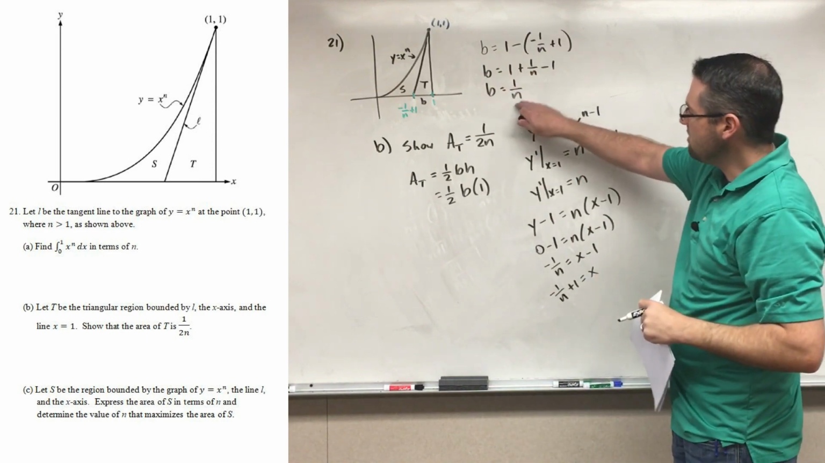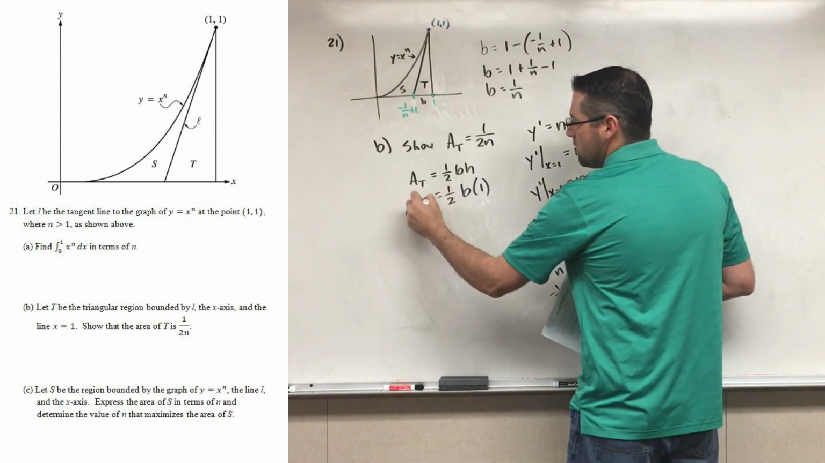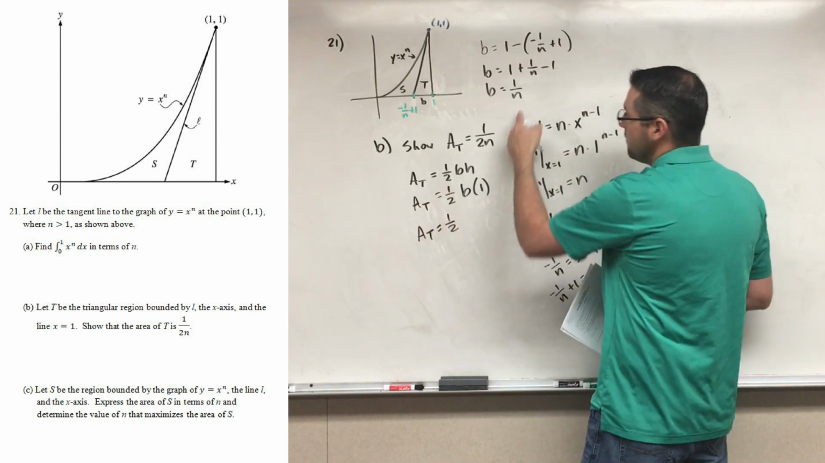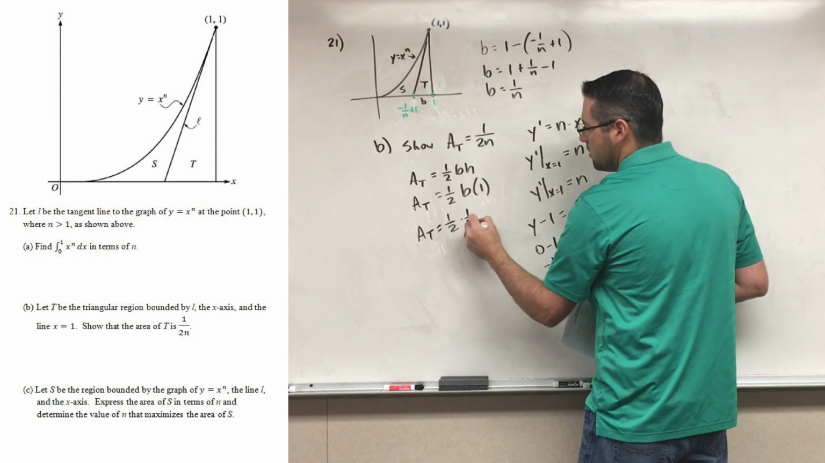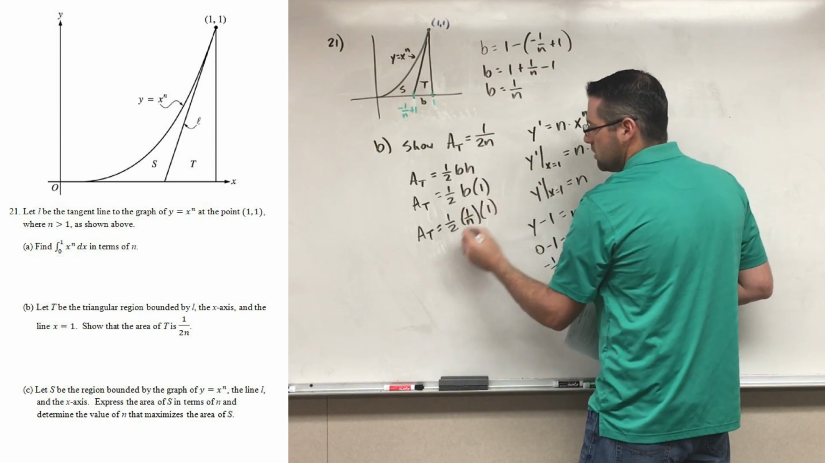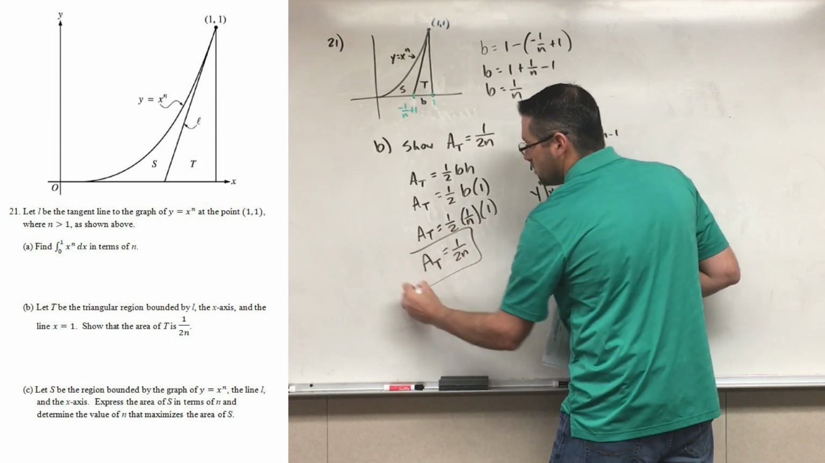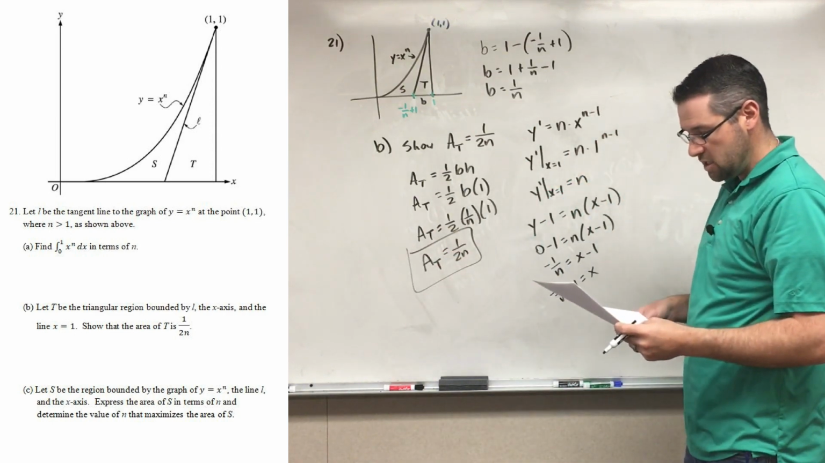So since I know my b value, I can plug that in here. The area of my triangle is going to be 1/2 of 1 over n, and then times 1. So that simplifies to 1 over 2n. And there we showed the area of the region T.